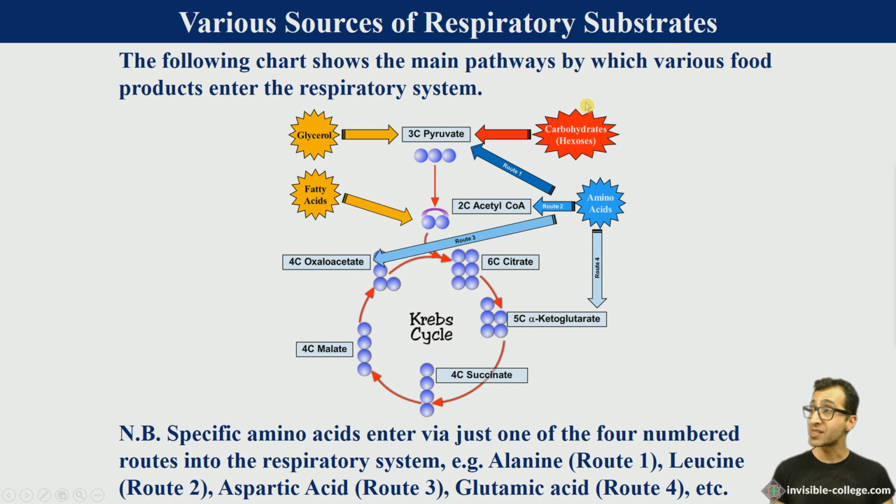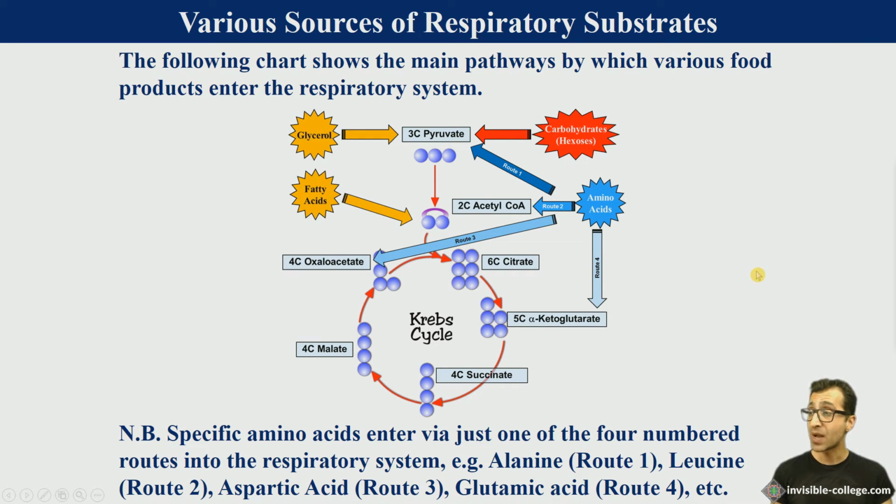So what we're saying here is, in the absence of glucose, or in the absence of carbohydrates that can be broken down to glucose, there are other sources of the intermediates involved in these biochemical pathways, which can be used to power the production of ATP.